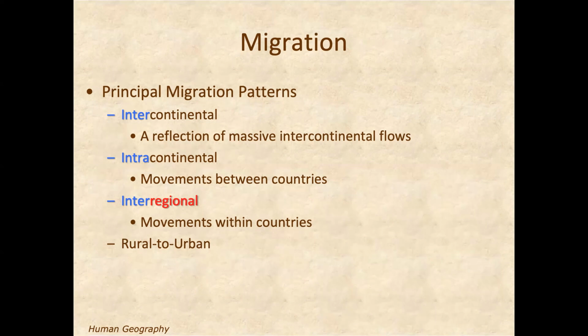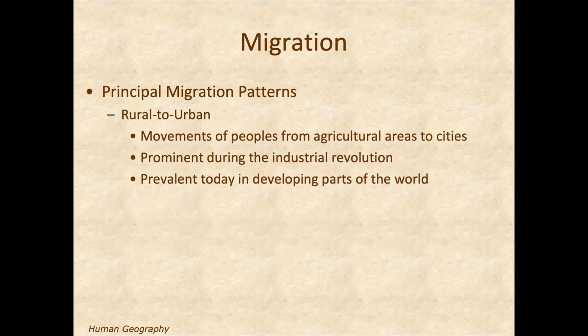Across the Earth, most movements tend to be from the rural regions to urban regions. So from the countryside to cities. That is, generally speaking, what migration is like across Earth in 2020 and beyond, okay? Again, that rural to urban movement of people from agricultural regions to cities has been the predominant movement in the Industrial Revolution and beyond, and it is prevalent today especially in developing parts of the world.